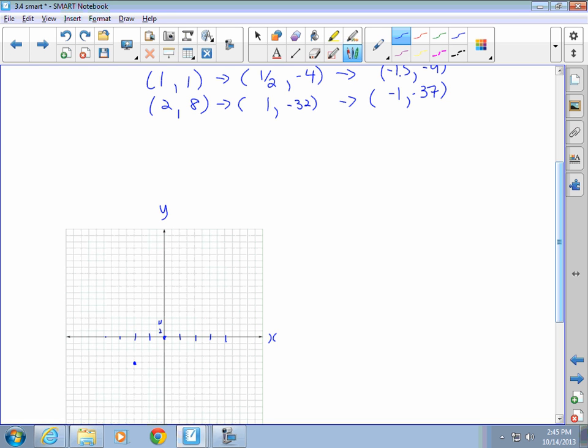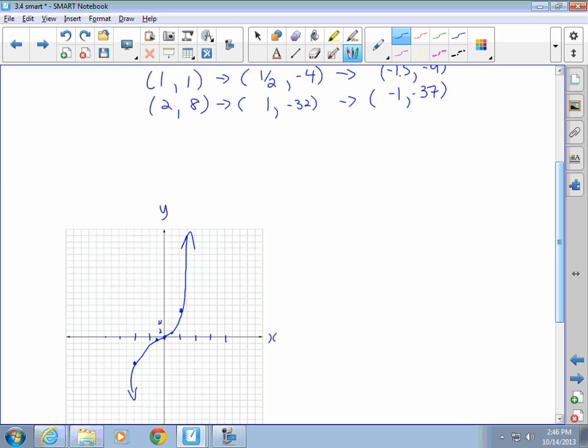-1 and -1. So -1 is here. And -1 on the y will be halfway, so about right there. 0, 0. And then it was at 1 and 1. And then at 2 and 8. 2, 4, 6, 8. So my original graph is going sort of like that.